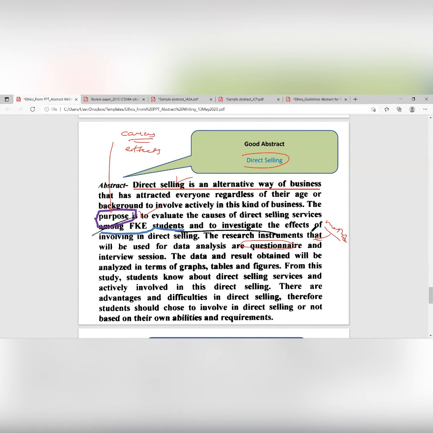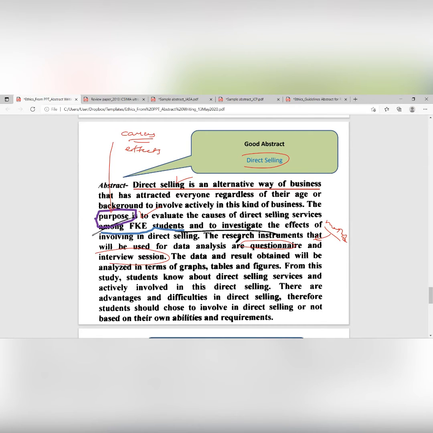They use a questionnaire. So they identify who is involved in the direct selling business, and then they give the questions for them to answer. And also they interview the person. For this group, they mentioned that they have the data in the graph, table, and figures, but they didn't tell you what is happening from the students who were involved in the direct selling.